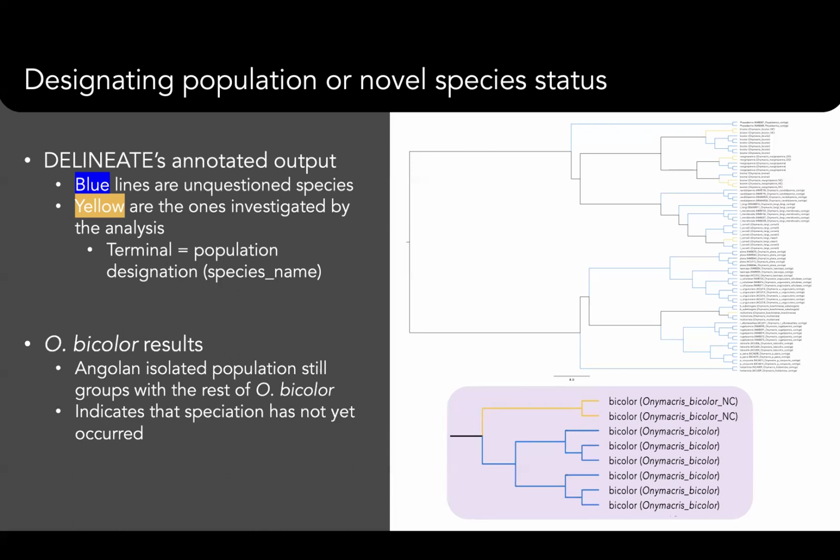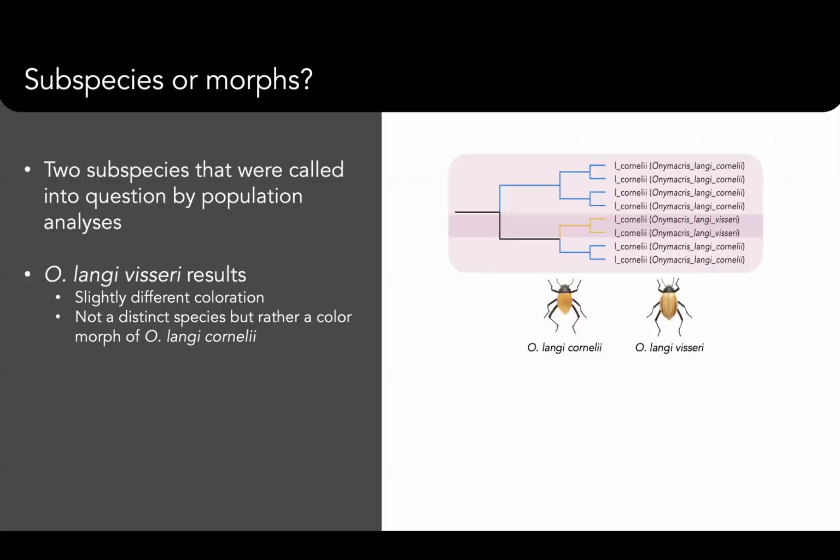And through this analysis, we see that it did group together with bicolor, indicating that speciation has not yet occurred, even though there is such a great divide. It probably means they've not been evolving separately long enough.